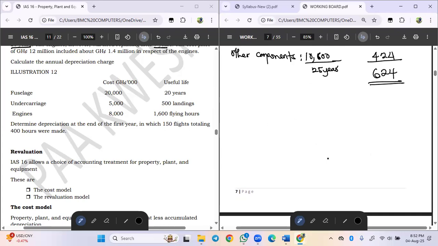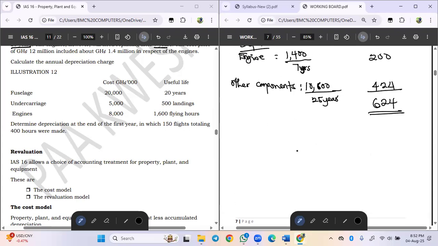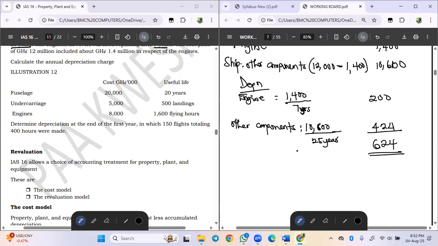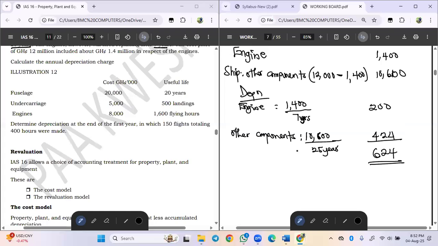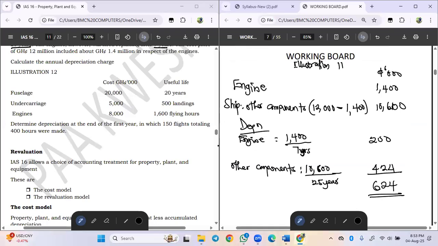Yes. I hope you guys understand it, right? Yes. Okay. Hello. So, come again. Oh, my network breakdown. If you can just explain the last one, please. Which one? I mean, okay, so the last one that you did, the ship, other components.